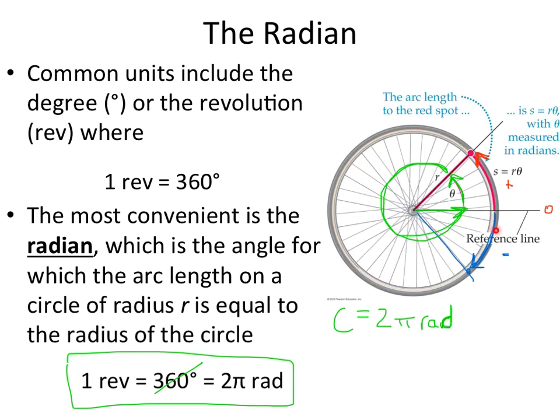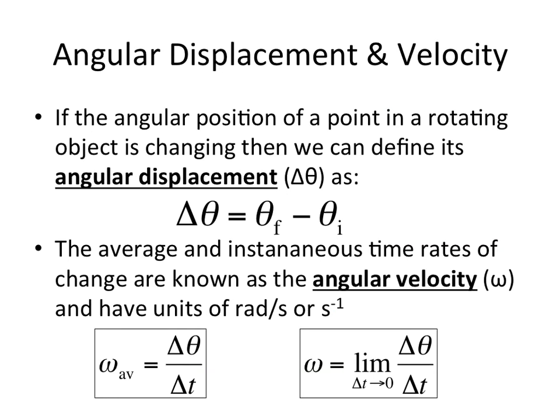But for every circle, a radian may be slightly different because it may be a different sized circle. But get used to using radians and converting to and from revolutions. Radians are going to be kind of the universal unit because every circle has a certain sized radian based on its radius size. Okay? So, if we have a position here and a position there, we have to have a change in position, right? We say a displacement.